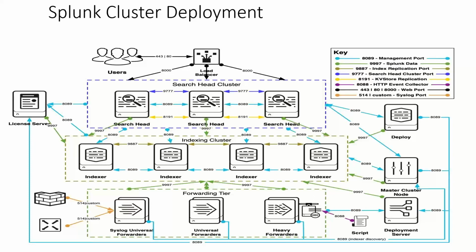Now there should be one meter, or one component, which will monitor how much data is coming. That is the duty of this license master. This component will monitor, okay, he is sending some 5 GB, or 3 GB, or if he's sending more, 10 GB or something like that. It will monitor at the indexer level.